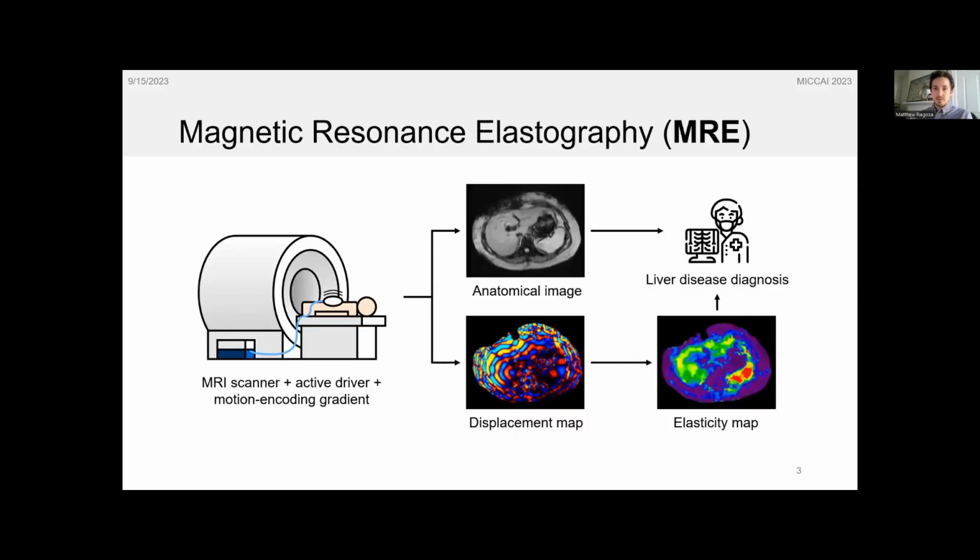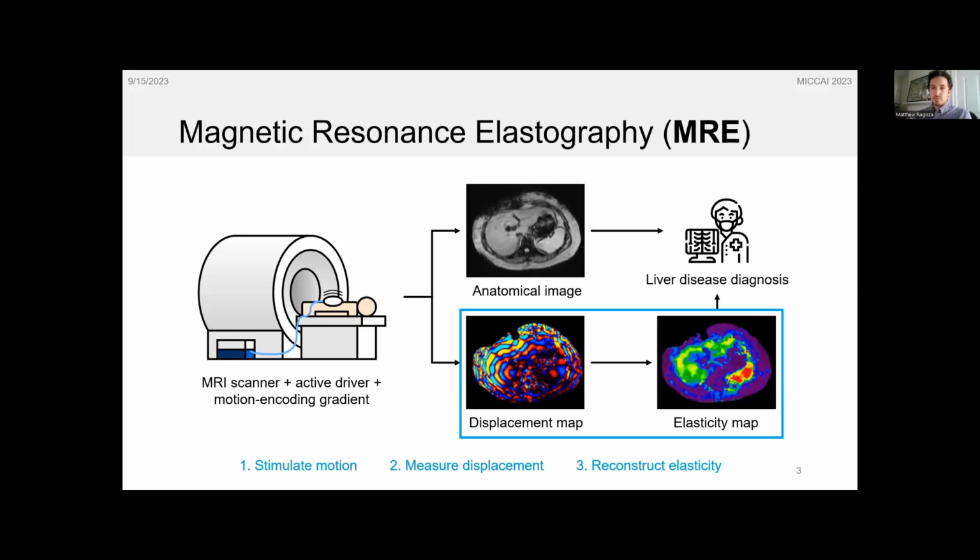Elastography is an imaging method for non-invasively measuring tissue elasticity. It involves 3 steps. First, we apply a mechanical stress to stimulate motion in the tissue. Next, we use a specialized motion-encoding magnetic gradient to measure the tissue displacement. And finally, we apply an algorithm to reconstruct elastic parameters from the measured displacement data.